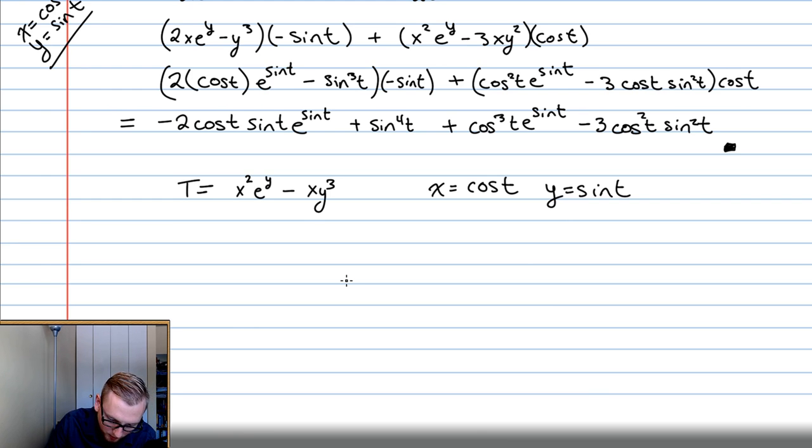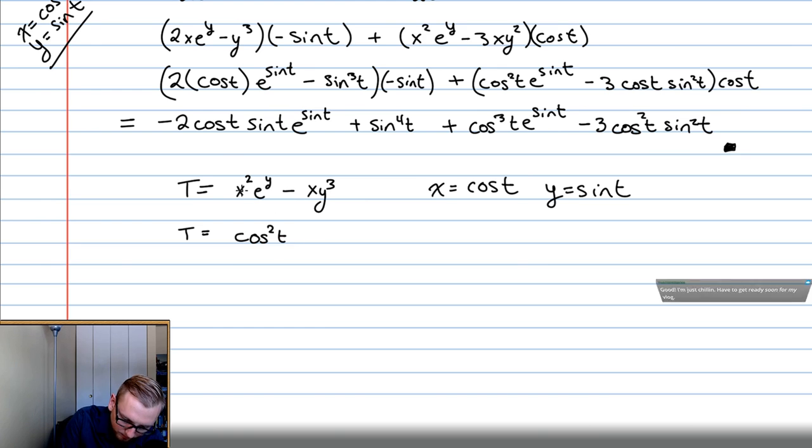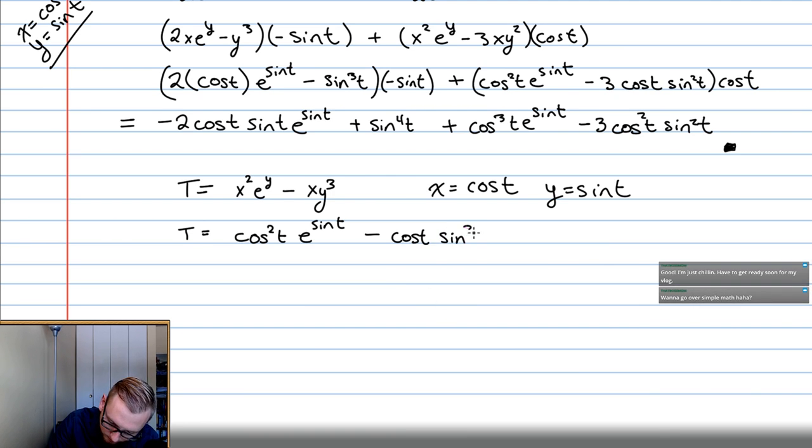Okay, so we've got to sub in these values and then differentiate with respect to t. So our temperature will equal, well, this is cos squared of t, e to the sine t, minus cosine of t times y cubed, which would be sine cubed of t.